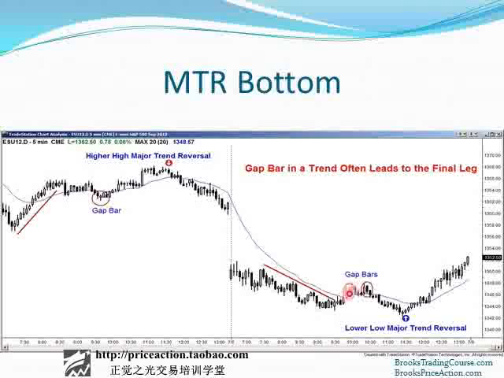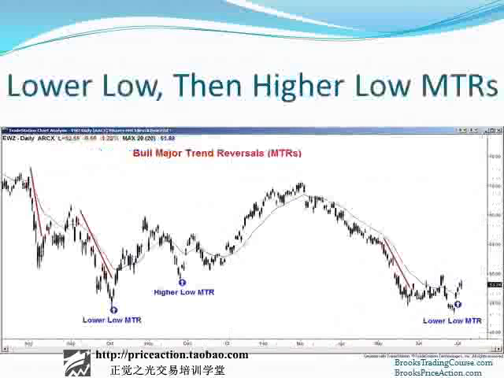So there's a gap between the low of the bar and the moving average. That means there's pretty good buying pressure, and it could lead to the final leg of the bear before there's a reversal. And then at the bottom, there's a decent bull reversal bar forming a lower low major trend reversal. Here's a lower low and then a higher low major trend reversal.